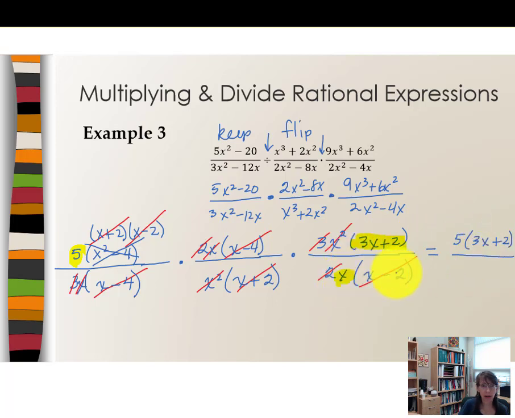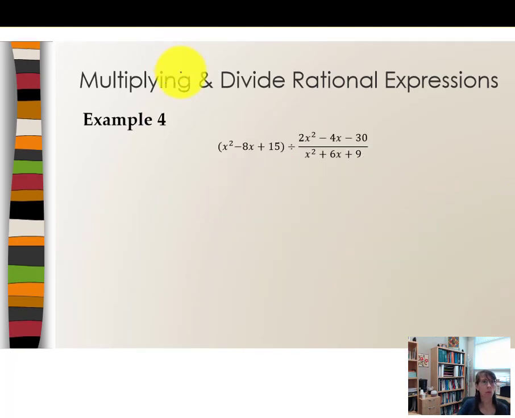In the denominator, I only have x. And I know that nobody's going to cross these x's out because this x is not a factor. It's an addend. 3x is added to 2. So there's no reducing possible there. This is the final answer. We've got one more example because you can't really practice this enough.